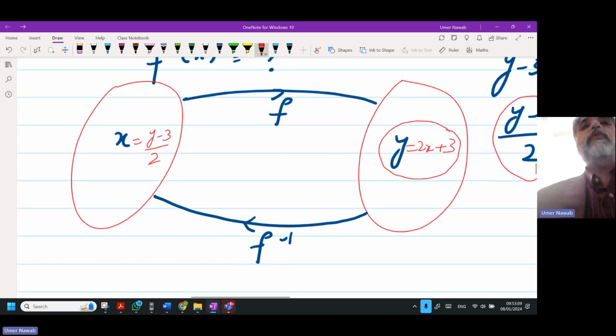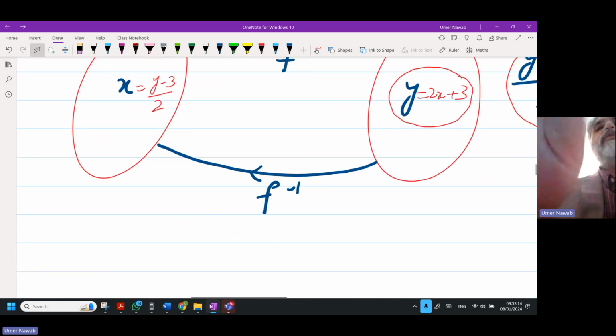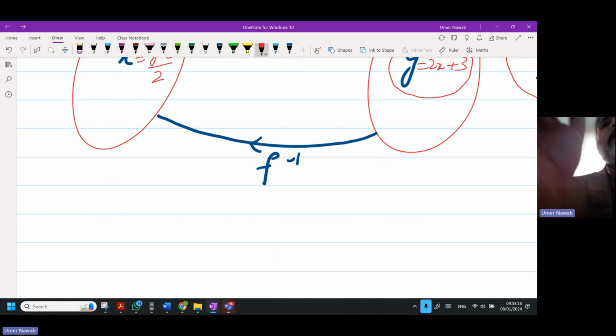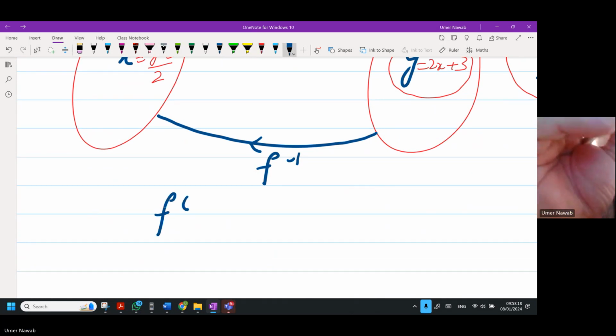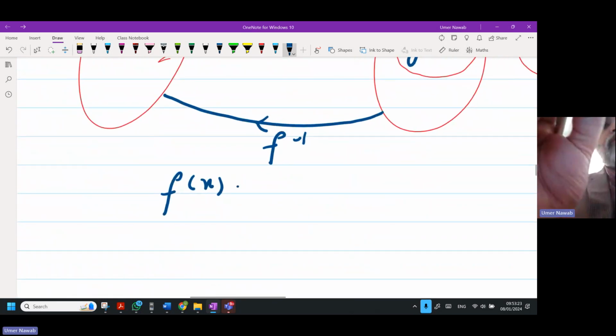Now you will be surprised, Mr. Omer. How did you do this thing? I will make you believe what my original function was. My original function is 2x plus 3. Okay, this was the original function.